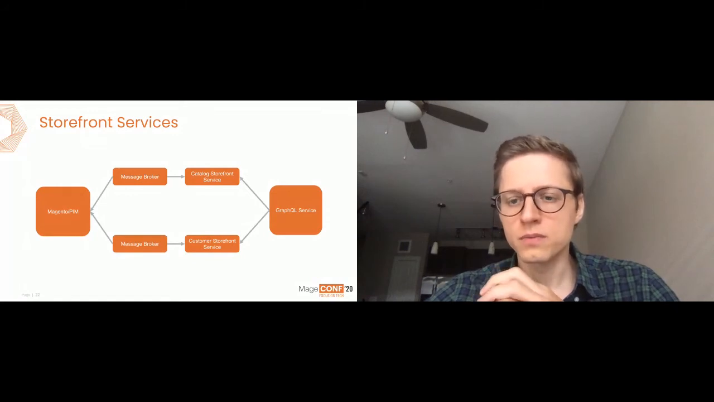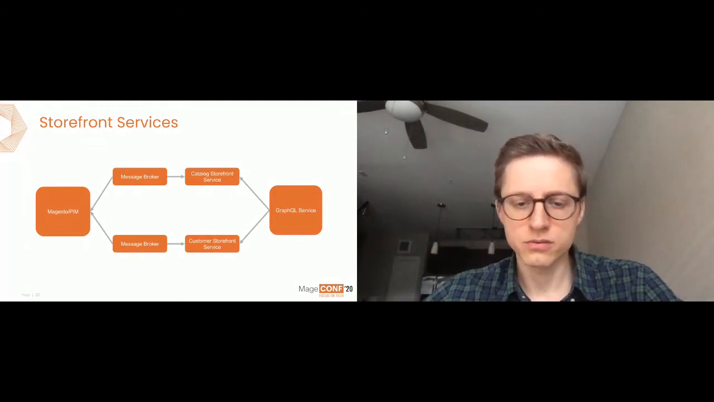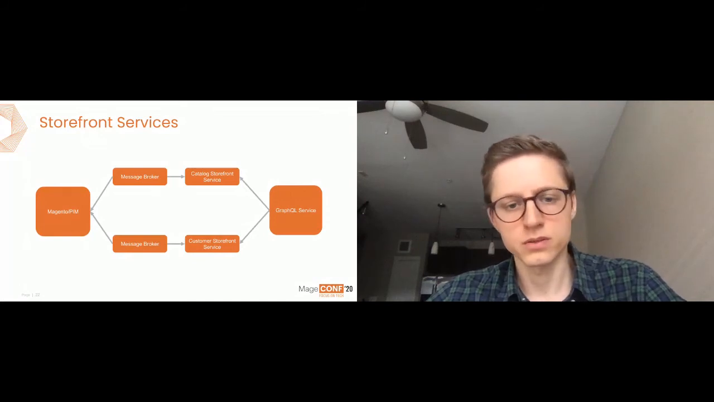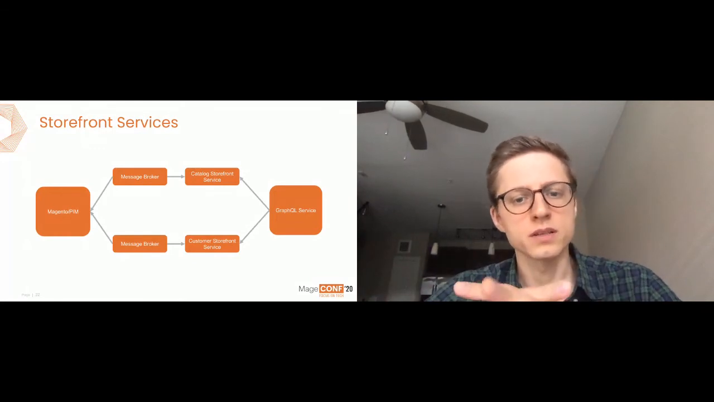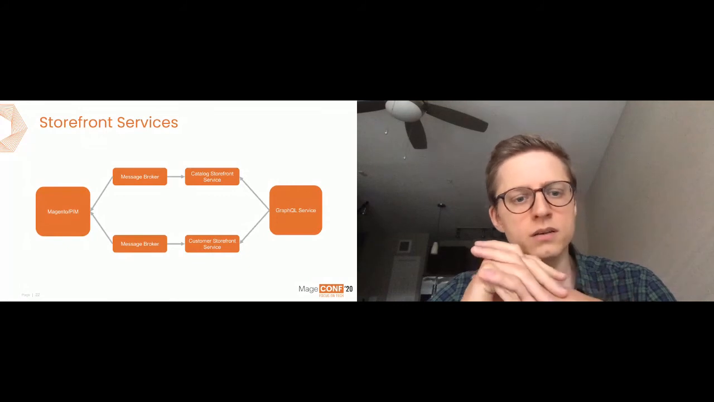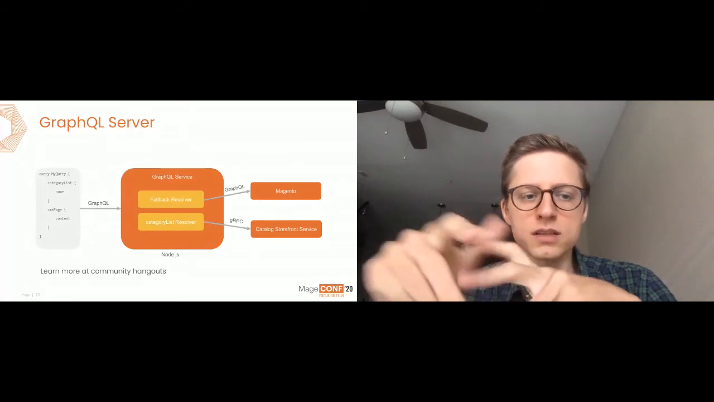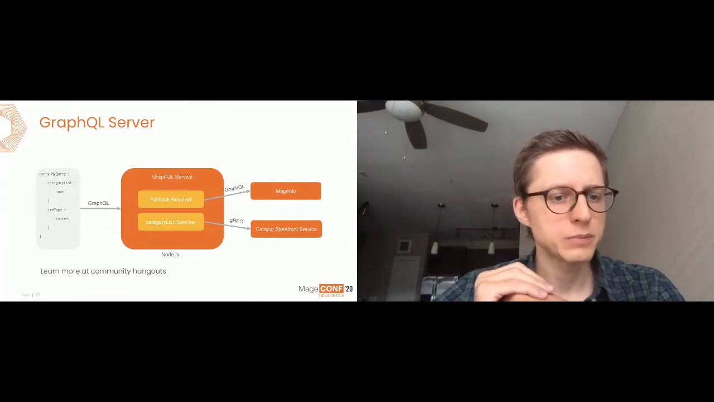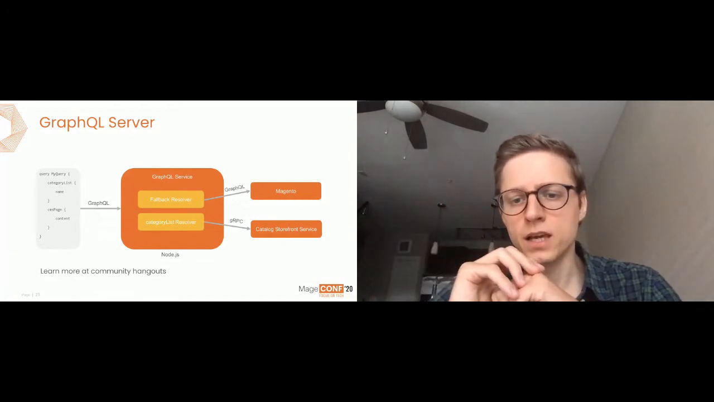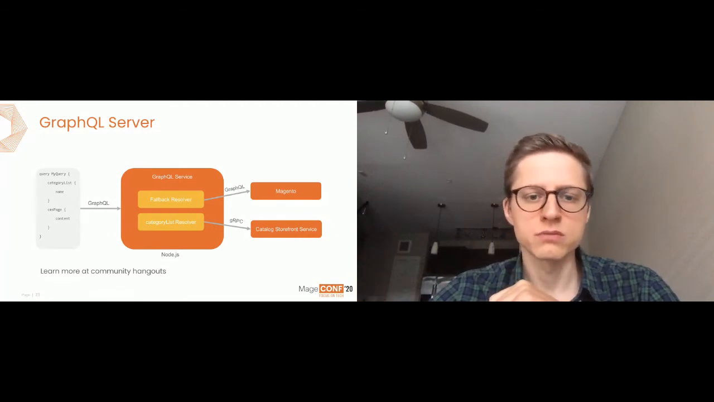Now, when you understand how the GraphQL Server fits into this architecture, let's take a closer look at what the GraphQL Server is. It's basically a proxy that allows forwarding GraphQL requests to Storefront Services. In this example, I have a query that requests category data and CMS page content. We have a catalog storefront service, and we have Magento. We don't have a CMS storefront service yet.